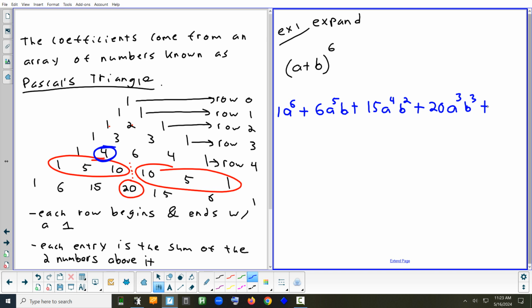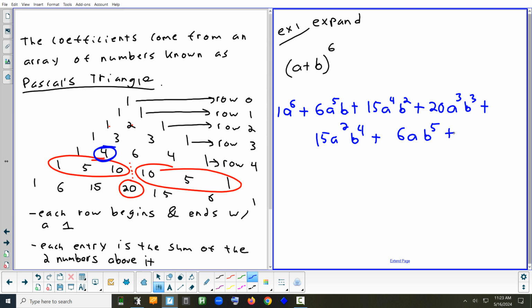15a to the 2nd, b to the 4th. Okay, Zach, what about my next term? 6a to the 1st, and then b to the 5th. A to the 1st, b to the 5th.